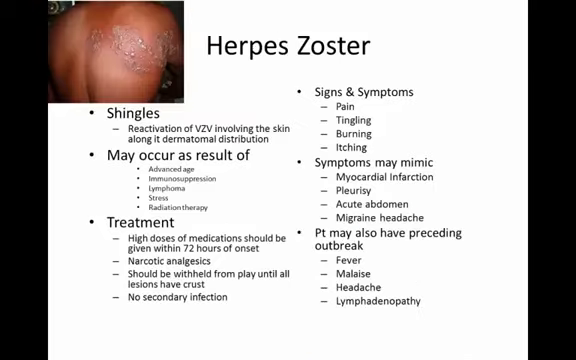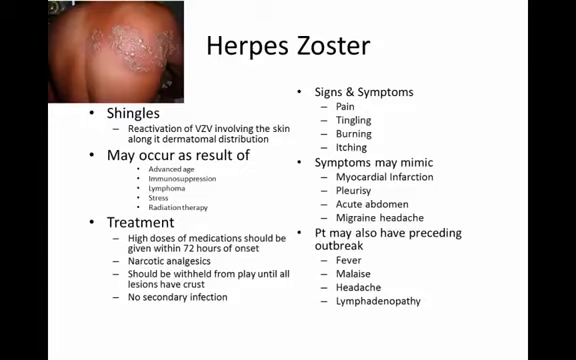Herpes zoster is also known as shingles. Shingles is a reaction of the herpes zoster virus involving the skin along the dermatological distribution. Shingles may occur as a result of advanced age, immunosuppression, lymphoma, stress, and radiation therapy. Treatment includes high doses of medication that should be given within 72 hours of onset, and narcotic analgesics.